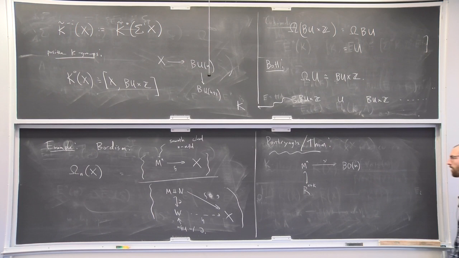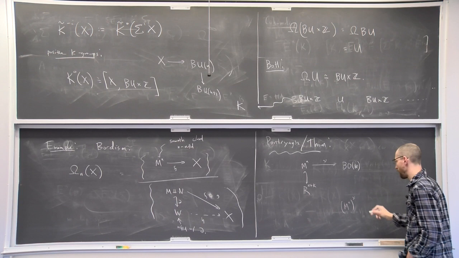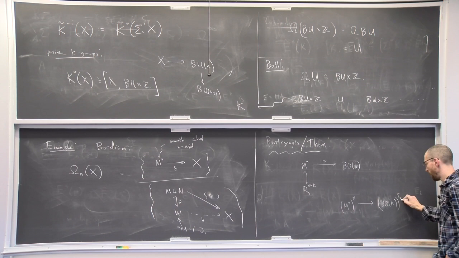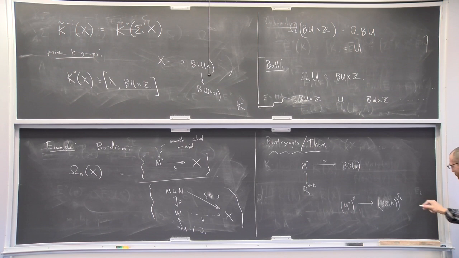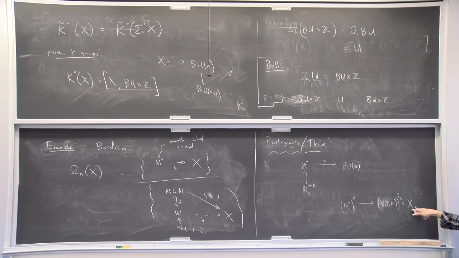So that gives me a map into BO_k. However, I also have floating around this map into X. So what I can do is consider the Thom complex of M with respect to the normal bundle, and that's going to map to the Thom complex of BO_k with respect to the universal bundle. So I get an induced map of Thom complexes. But I also have this map into X. So I use the classifying map from nu to get from here into here, but then I get from here into here using the map f. So that pair of maps gives me a map into here.